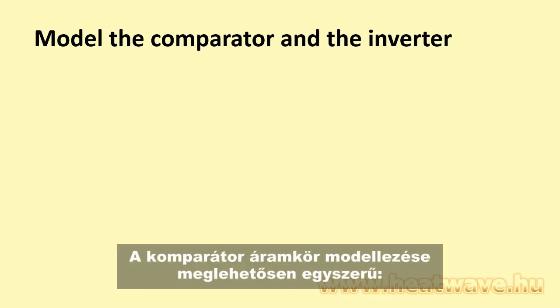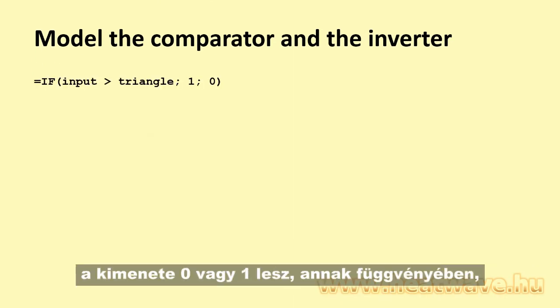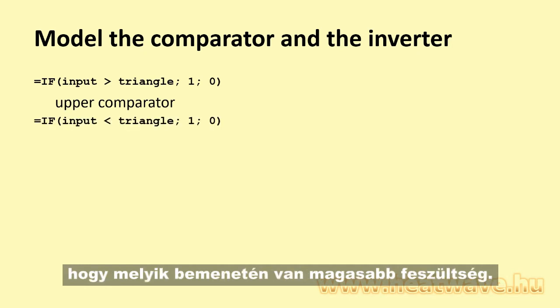Modeling the operation of a comparator circuit is quite simple. Its output will be 0 or 1, depending on which of its inputs has a higher voltage.